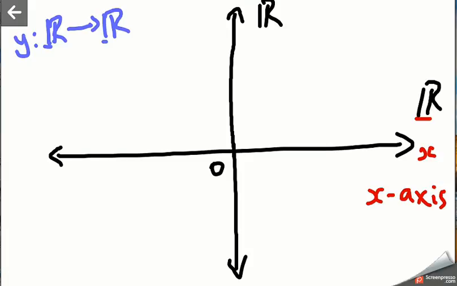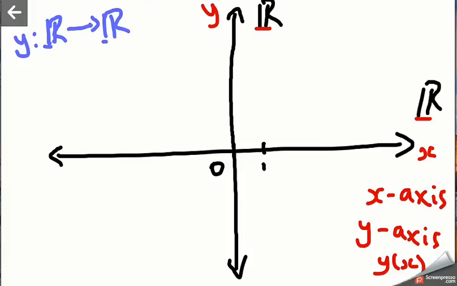And this real number line, this vertical real number line, we're going to call y, the y-axis. These are the things that come out of the function. These are the outputs. Y is also short for y of x, the things that come out of the function. All right, let's fill in some numbers. Here's 1, here's 2, here's 3, here's 4, and so on.